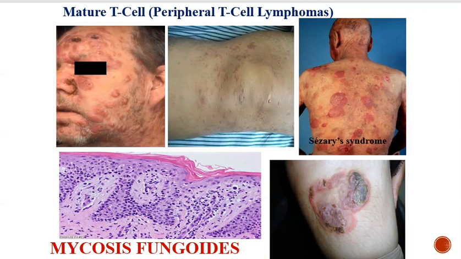A subset of patients presents with generalized erythroderma and circulating tumor cells, called Sézary syndrome. Lymph node and visceral involvement may occur late in the course of the disease. Cutaneous radiation may be curative for patients with limited patch or plaque disease.